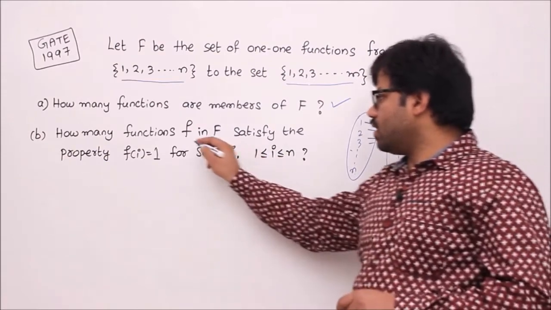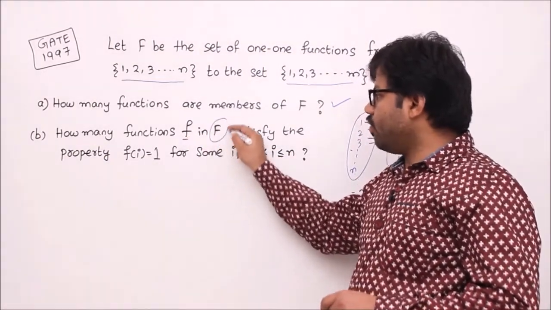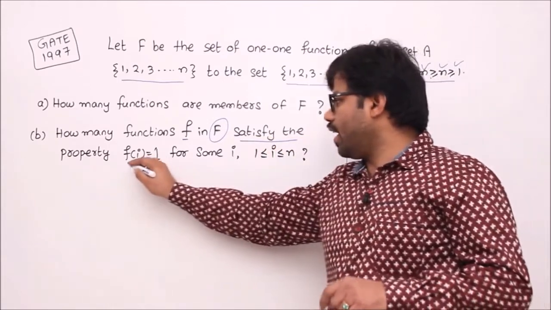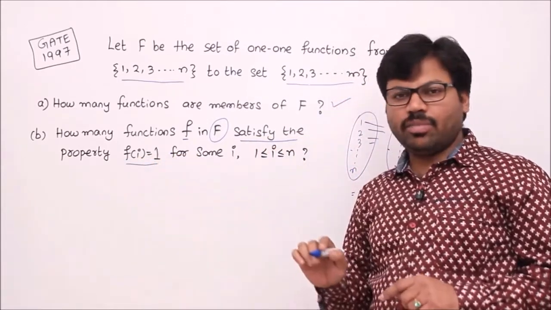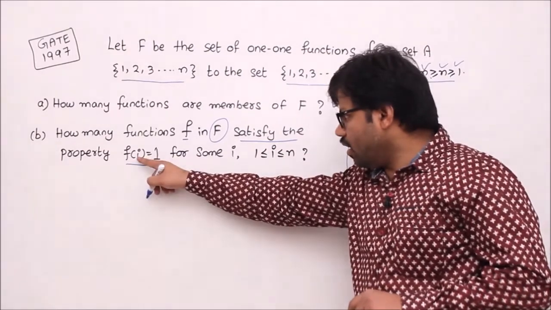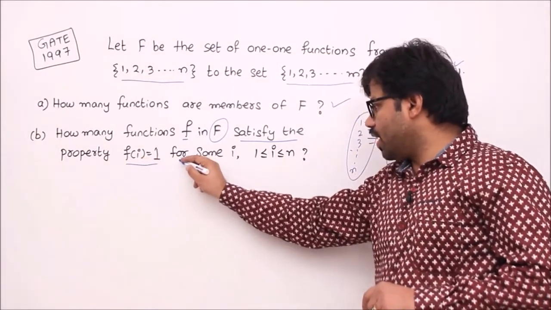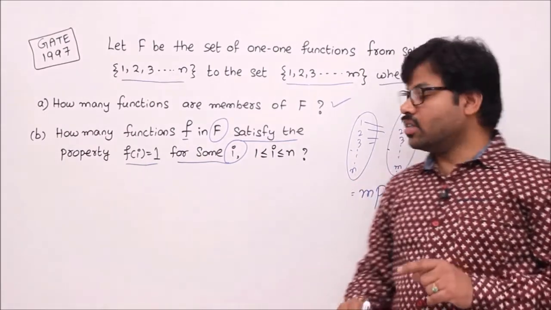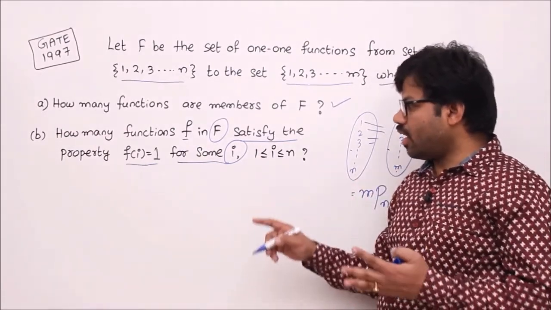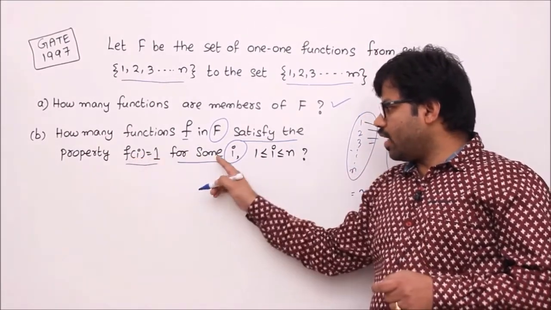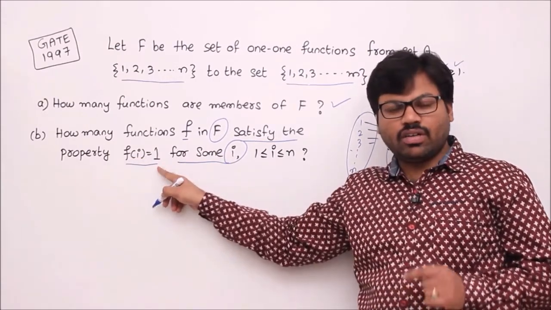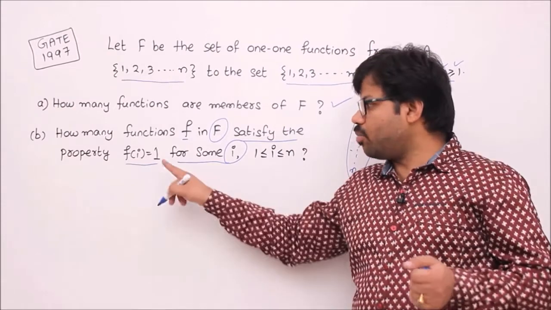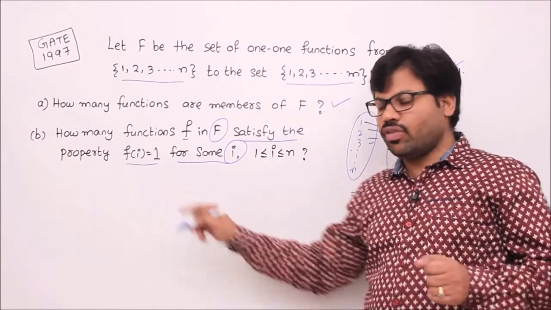How many functions f in capital F, that means one-to-one functions, satisfy the property f(i) equal to 1? That means some element i should map to 1. See, that's why he said for some i. Need not be for every element. So how many functions can we draw where at least one element should map to 1? However, more than one element cannot map to 1. That is also true in a one-to-one function.